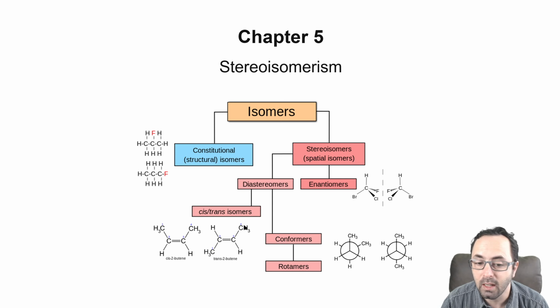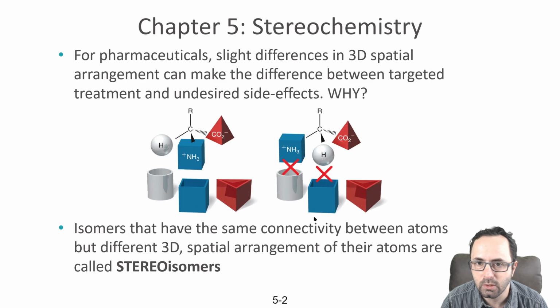Diastereomers are isomers that have different arrangements of atoms in three-dimensional space, but they are not mirror images. This includes cis-trans isomers that we have discussed before. It can include conformers and rotamers as well, which we talked about in Chapter 2 and Chapter 4 very extensively. And so let's begin to talk about these various different types of stereoisomers.